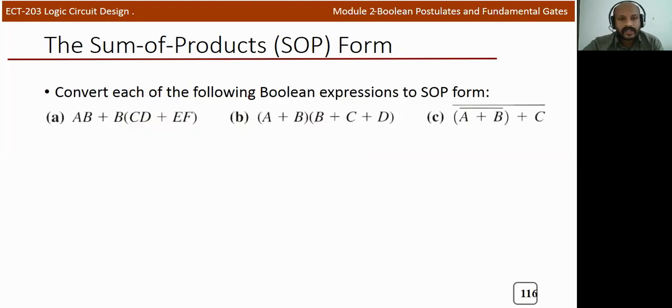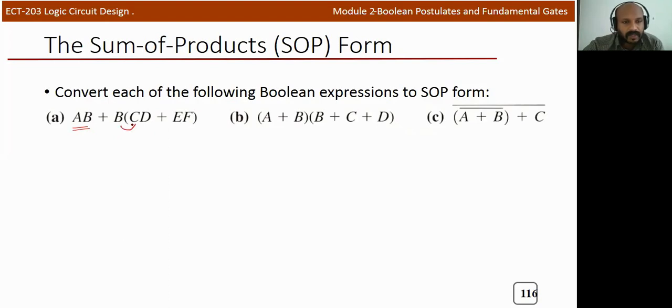Now we need to convert each of the following expressions to SOP form. So we'll take the first case. Here you can see an AND gate, AB. This is an AND operation, but if you look here, it's B into (CD plus EF). So we need to convert it into standard form, SOP form.